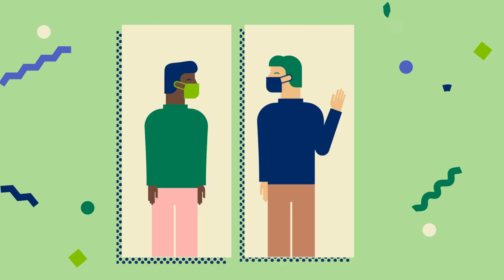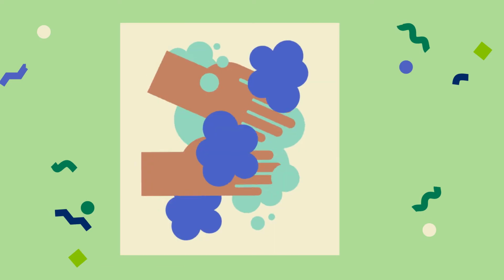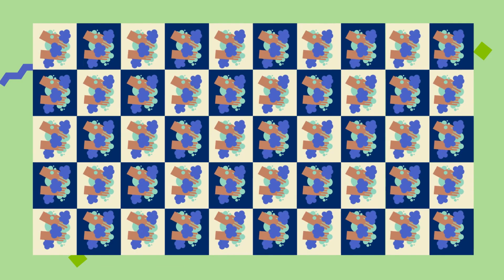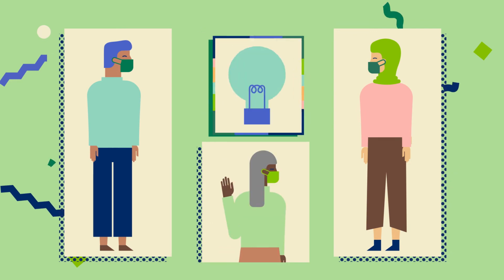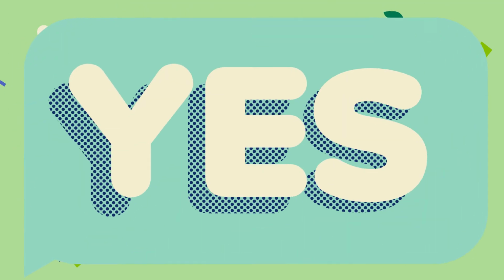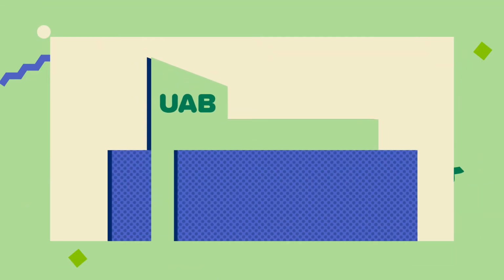You wear a mask. You stay back 6 feet. Farther, actually. And you wash your hands all the time. You're doing everything you can to slow the spread of COVID-19. Well, here's something else you can do. Say yes. You see, at UAB, we're doing a lot to help slow the spread ourselves.